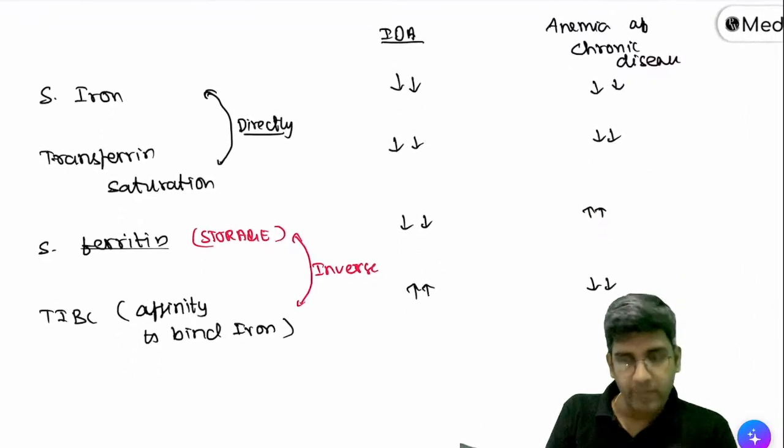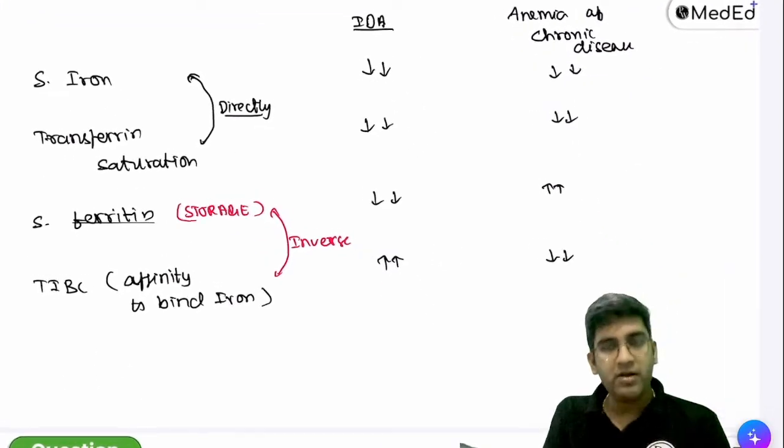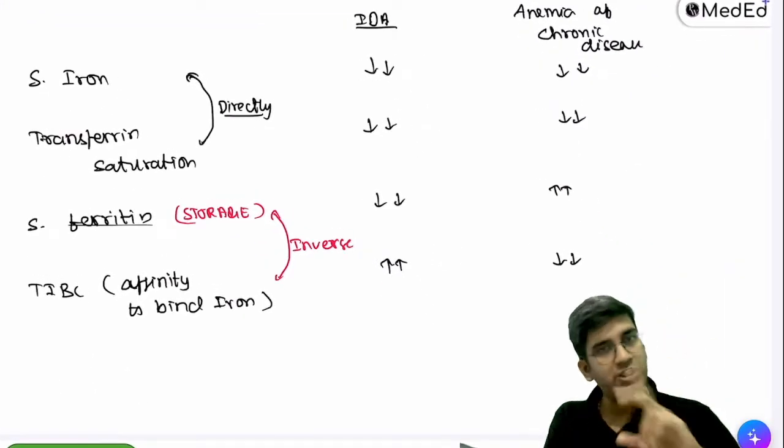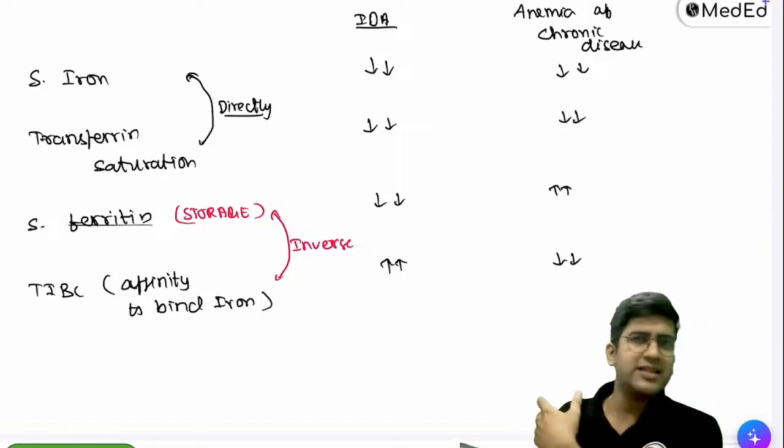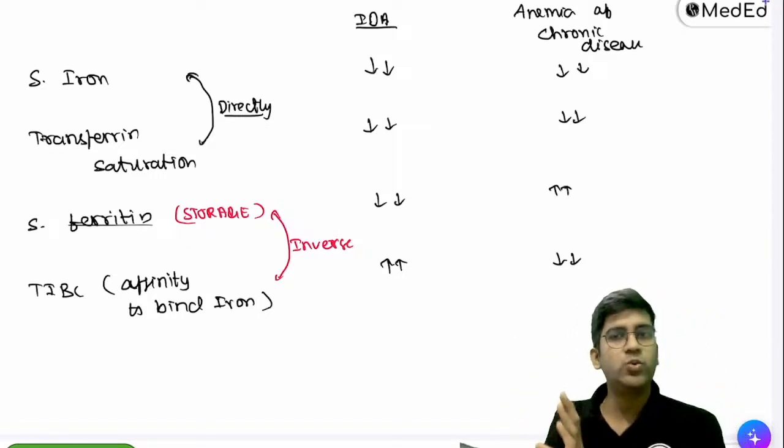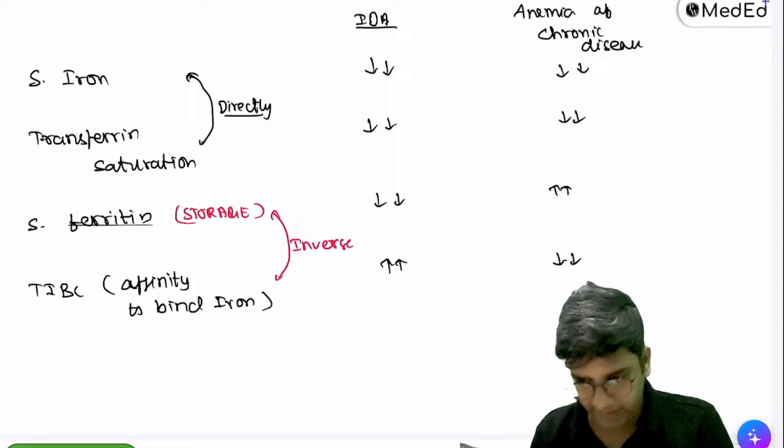Okay, don't memorize. It's very simple. Remember, ferritin and your TIBC are inversely proportional. Iron and transferrin saturation are always directly proportional. It makes our life much easier. Whatever disease you want to learn, use the same formula. You will definitely make no mistakes. Fine. Okay, let's go to the next one.